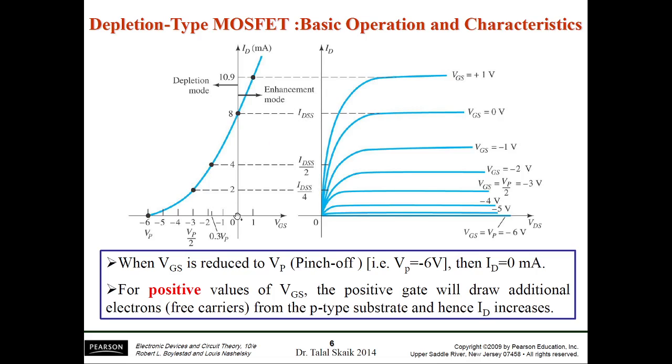If I am applying a negative voltage, what will happen to the current? The current will be decreasing. Why? Because of the recombination process. Likewise it will keep recombining, and at minus 6 volts the current is 0.